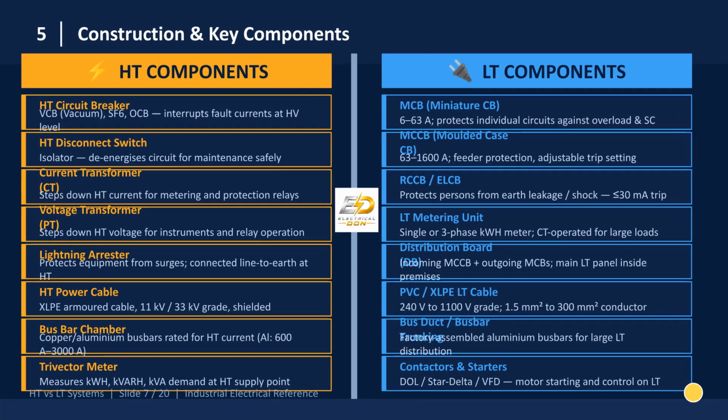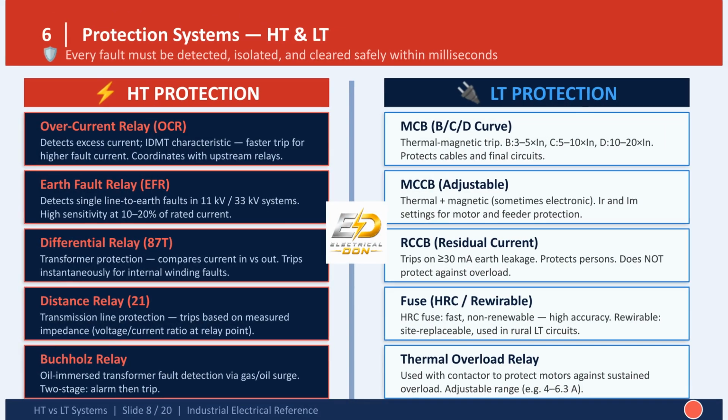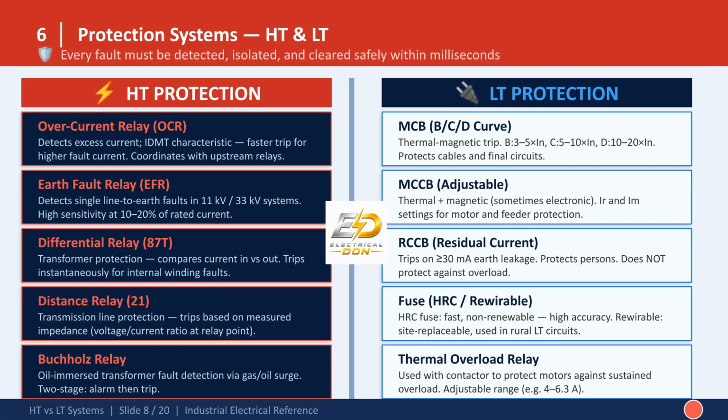Key components for HT include circuit breakers, disconnect switches, current and voltage transformers, and HT power cables. For LT, common components are MCBs, MCCBs, RCCBs, kWh meters, and LT-grade PVC or XLPE cables for local distribution. Protection systems ensure faults are cleared quickly. HT utilizes complex relays like overcurrent, earth fault, differential, and distance relays, as well as the Buchholz relay for transformers. LT protection is simpler, with MCBs, MCCBs, and RCCBs protecting final circuits and people from earth leakage.